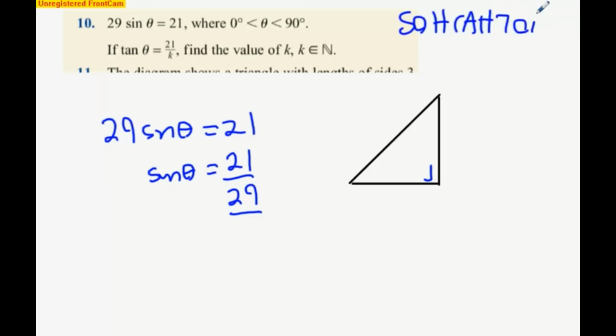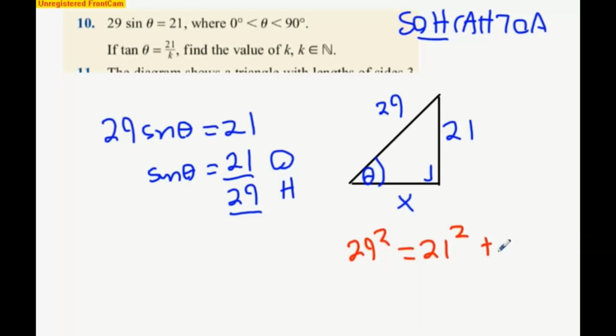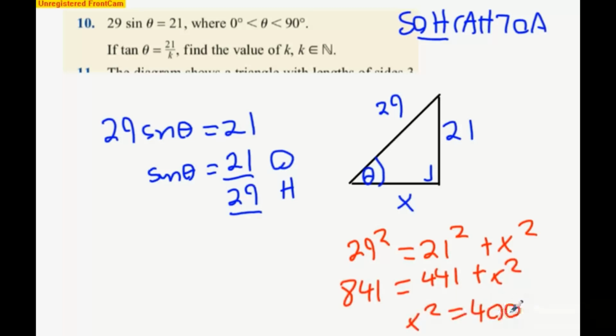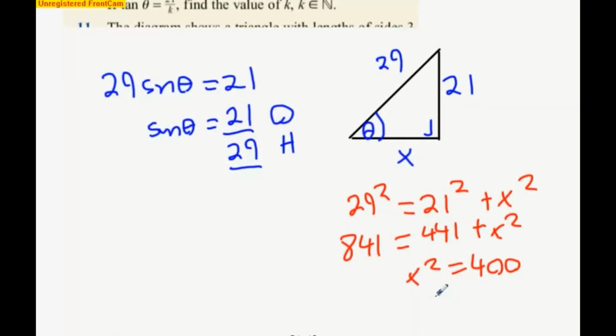We're going to use SOHCAHTOA to figure out what tan is. First of all, hypotenuse is 29, opposite is 21, and that's the angle we're talking about, angle theta. We're going to label the adjacent side x, and then use Pythagoras Theorem to figure out the x value, where 29 squared equals 21 squared plus x squared. 29 squared is 841. 21 squared is 441, plus x squared. Take 441 away from 841 to get 400. Square root that, and you find the x value equals 20.